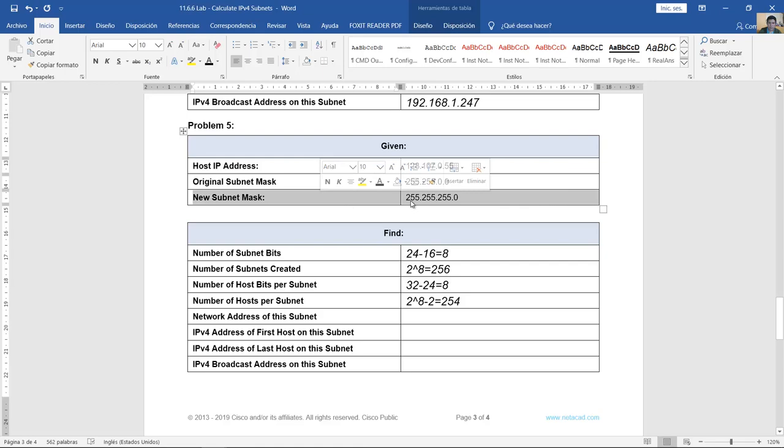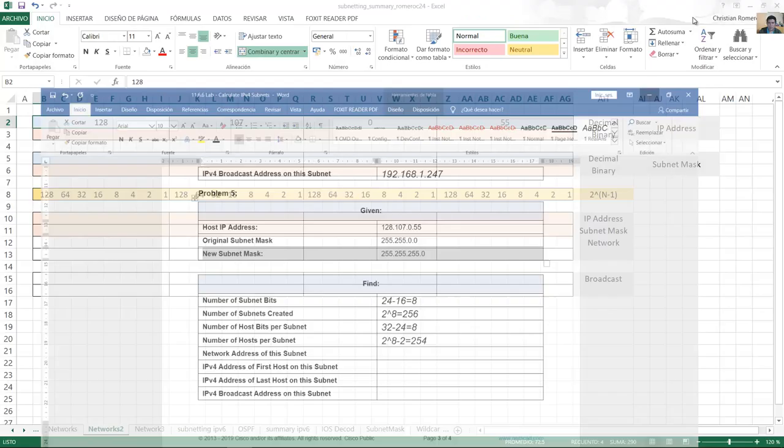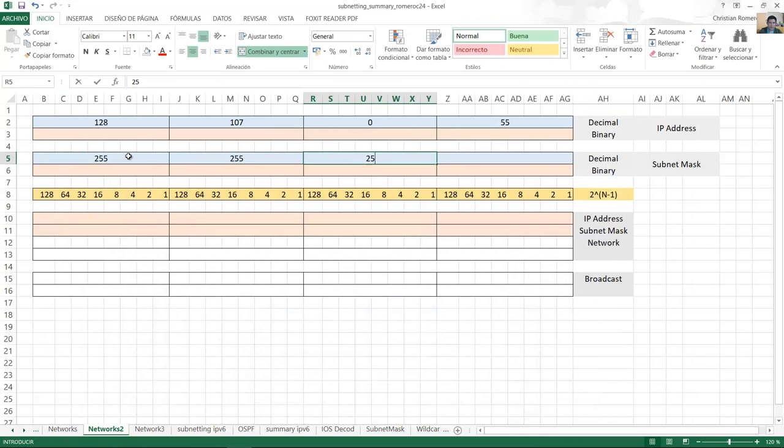Network address 128.107.0.255. New subnet mask 255.255.255.0. Okay. If this octet is 255, 128 will remain its value. The same case with 107 and 107, and same case with 0. So you only need to convert the octet where the subnet mask is different to 255. So convert this 255: 32 plus 16, 48 plus 4, 52 plus 2, 54 plus 1, 55. 0 in decimal, 0, 0, 0, 0, 0.